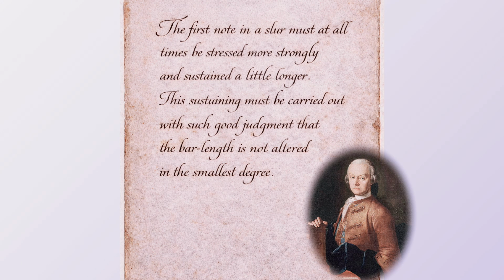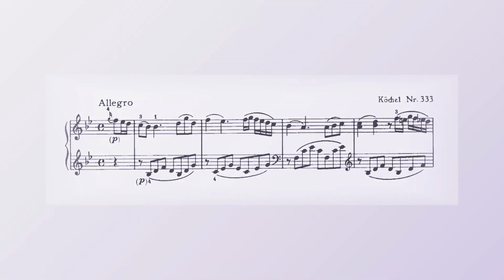The first note in a slur must at all times be stressed more strongly and sustained a little longer. This sustaining must be carried out with such good judgment that the bar length is not altered in the smallest degree. Notice how Leopold Mozart describes phrasing without the use of rubato. His approach emphasizes a natural shaping of the musical line, similar to the inflection of spoken language. You will explore how to create this natural emphasis on the syllables of a phrase in the phrasing chapter of the next volume, where phrasing contour is studied in depth.